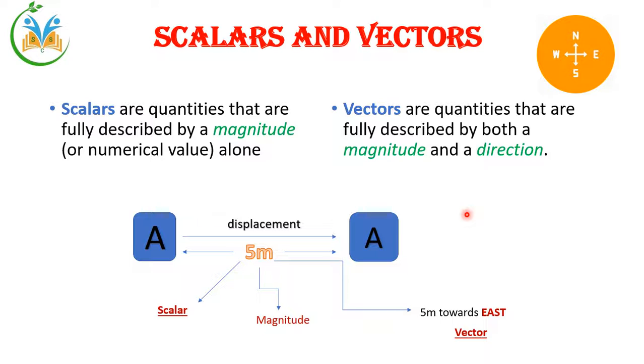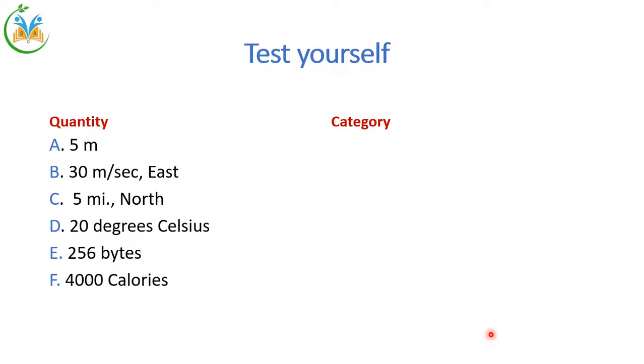Okay, so students, let's proceed forward. You understand what is scalar, what is vector? Scalar has only magnitude, that is a numerical value. So this 5 meter is a scalar quantity, and if direction is added to this magnitude, it is called a vector quantity. So I have some examples for you. Just test yourself. There is a quantity, there is a category, so you have to identify these one by one, which one is the scalar quantity and which is the vector quantity.